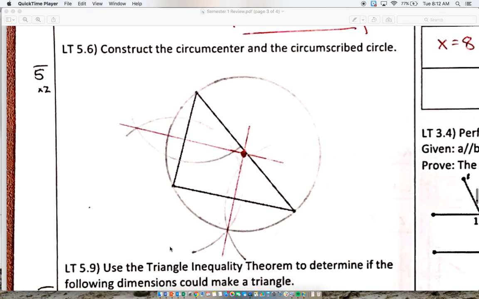All right. Construct the circumcenter and then the circumscribed circle. So this was the perpendicular bisectors. So you're just going to do the stuff for perpendicular bisector to get this red line, do it again over here to get that red line. And then you didn't have to do any other things, you just had to take the circumcenter, extend your compass out to one of the vertices, because that'll be the radius of your circumscribed circle, and then just draw it around.